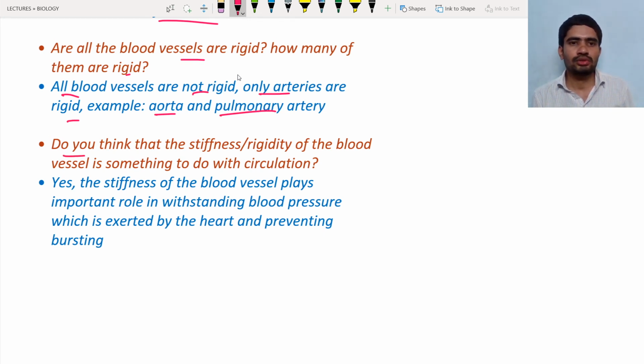Okay, do you think the stiffness or rigidity of the blood vessels has something to do with circulation? Yes, it has something to do with circulation. The stiffness of the blood vessels plays an important role in withstanding the blood pressure which is coming from the heart. The heart pumps the blood at higher pressure, so to withstand this higher pressure, the walls of the arteries should be stronger and they have to be stiff. As a result, the blood will be pumped through them easily, and it will prevent the bursting of the blood vessel.